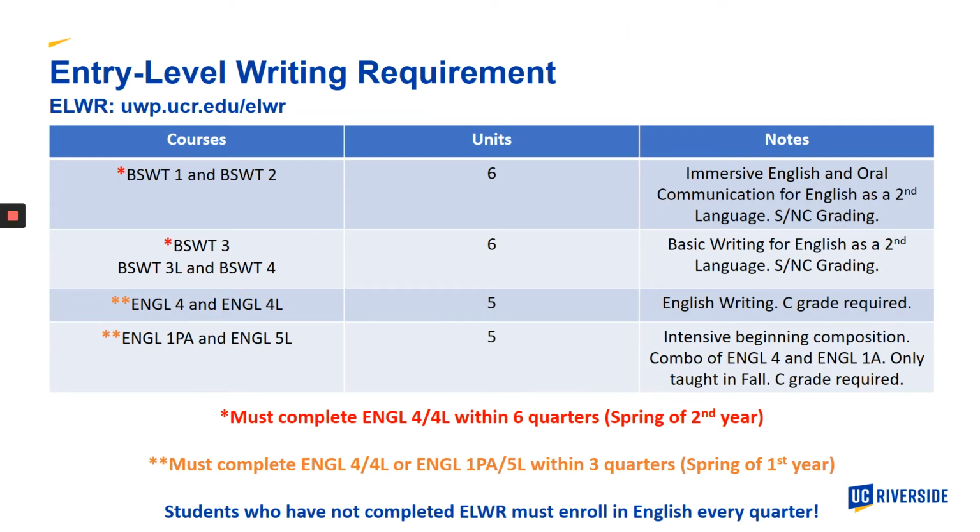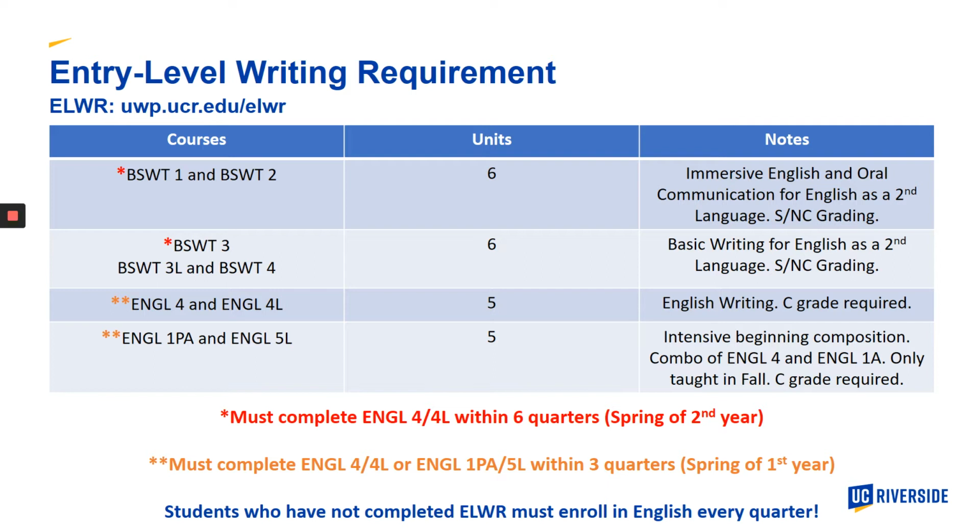All students are required to satisfy the entry-level writing requirement, known as LWRD. Some students may satisfy LWRD through the AWPE, AP, IB, college credit, ACT, or SAT scores. Please visit uwp.ucr.edu/LWRD for more details on this.